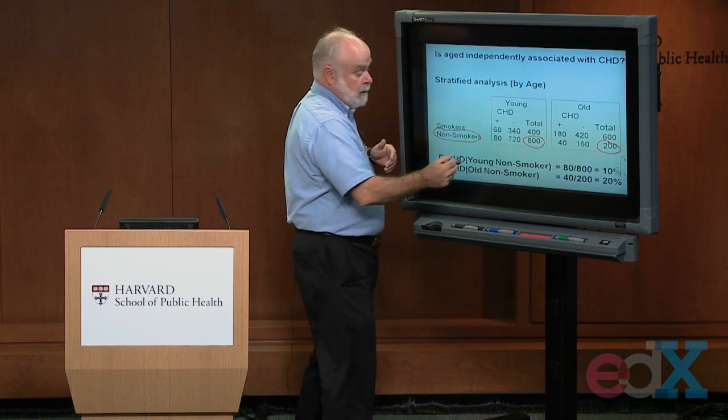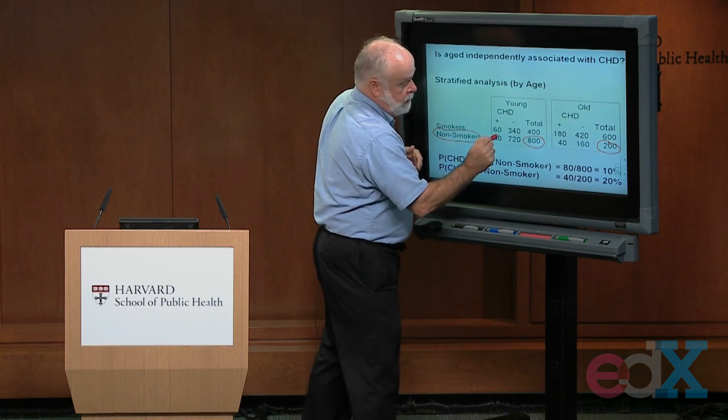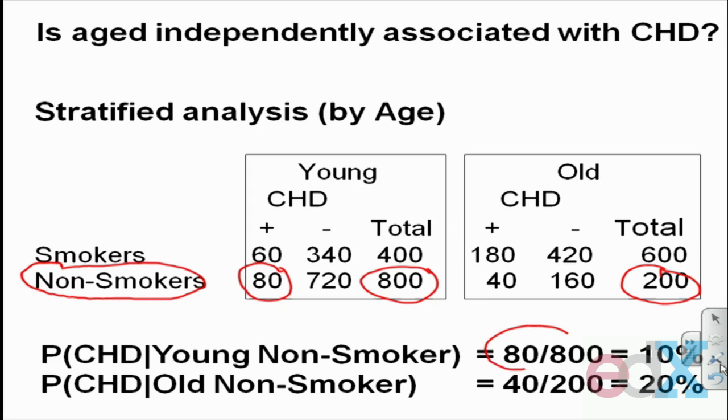Well, we see that among the young non-smokers, 80 of them got disease, 80 over 800, or 10%, will develop coronary heart disease. Among the old non-smokers, there are 200, 40 of them got disease, 40 over 200 is 20%. So notice your cumulative incidence doubles as you age from being young to old among the non-smokers. So there's evidence here that age is independently associated with the outcome.